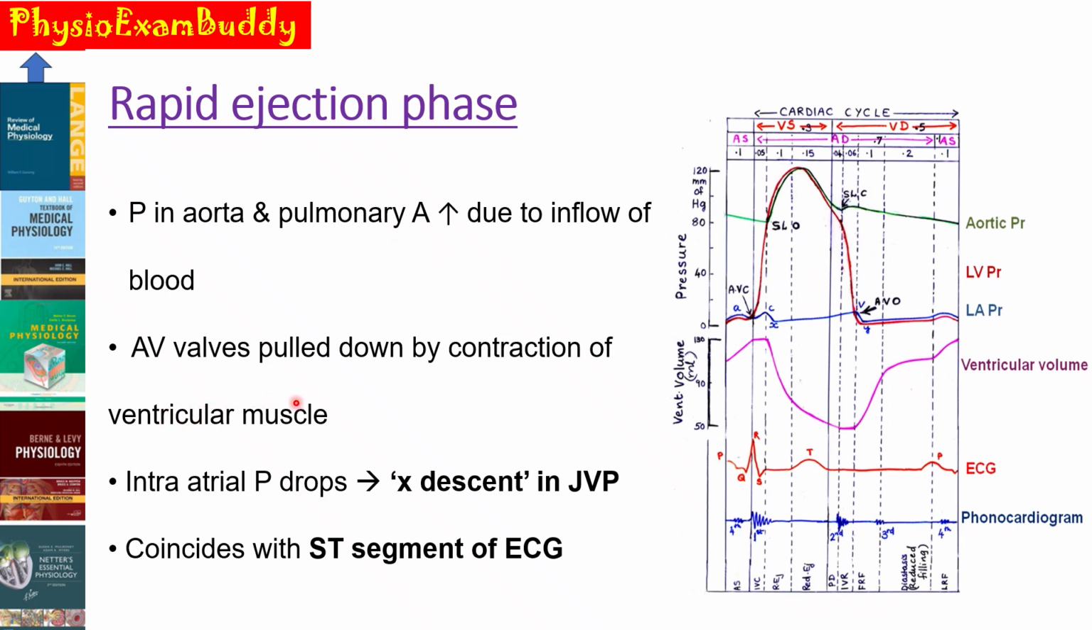The AV valves will be pulled down by the contraction of the ventricular muscle, and there is a drop in intra-atrial pressure, which is represented as the X descent in the JVP. So the intra-atrial pressure drop that occurs in this rapid ejection phase is represented as the X descent in the JVP, and this coincides with the ST segment of the ECG.